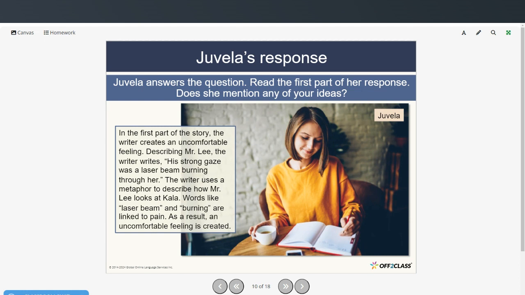In the first part of the story, the writer creates an uncomfortable feeling. Describing Mr. Lee, the writer writes, "His strong gaze was a laser beam burning through her." The writer uses a metaphor to describe how Mr. Lee looks at Kayla. Words like laser beam and burning are linked to pain. As a result, an uncomfortable feeling is created.